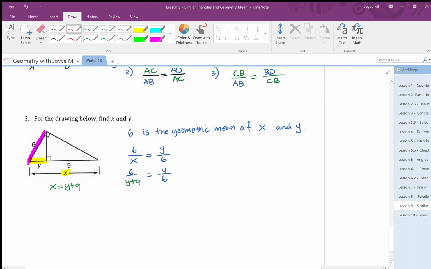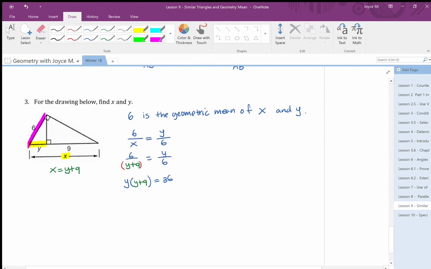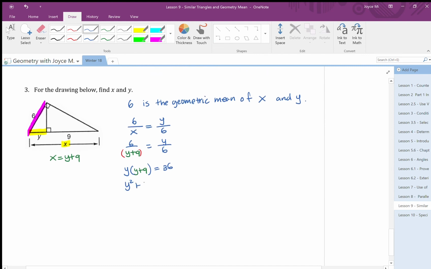A common mistake students make is, when you cross multiply, make sure the y is multiplied by both the y and the 9. So let me rewrite it. y times y plus 9 is equal to 36, since 6 times 6 gives me 36. So this is y squared plus 9y. Don't forget the y goes to both of them, equal to 36. So I can subtract 36 from both sides. So y squared plus 9y minus 36 is equal to 0.